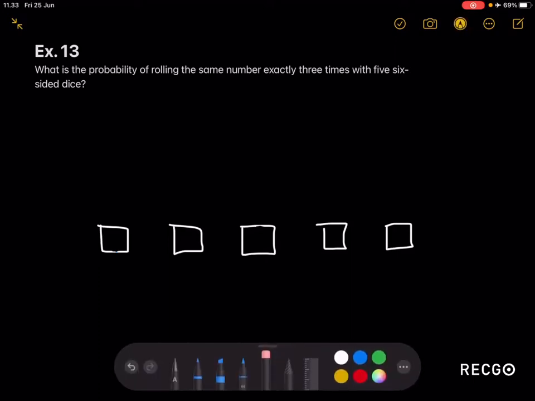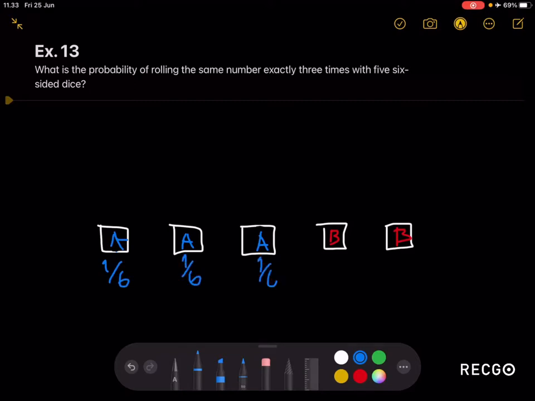Imagine 5 dice right here with 3 of them having the same number. Let's just mark them with A. And then the other 2 will have any other number except A. Now since we have set A to be our fixed same number, its probability of occurring will be 1/6. Same here with 1/6 and same here with 1/6. Now since the dice marked with B will show a number other than our dice in A, its probability will be 5/6, which is the complement of 1/6.